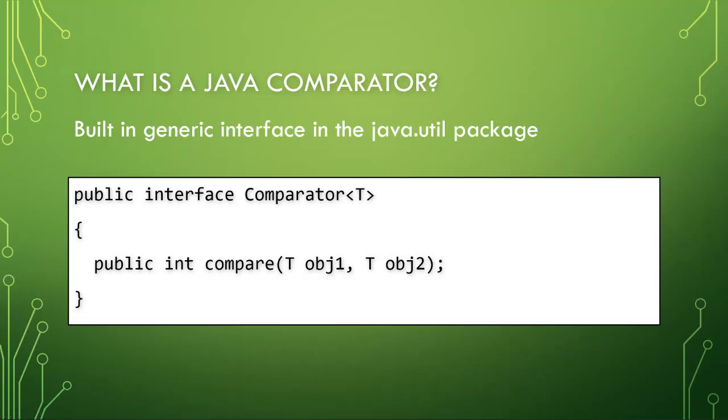So what is a Java comparator? Again, it's a built-in generic interface. We're now leveling up on how much we stack these things together: classes are not the only things that can be generic. You can also define interfaces that are generic as well. This is built into the actual libraries that come with Java, and this is its general definition. So Comparator of a type has public int compare, and it takes in two objects of that generic type and returns back an integer.